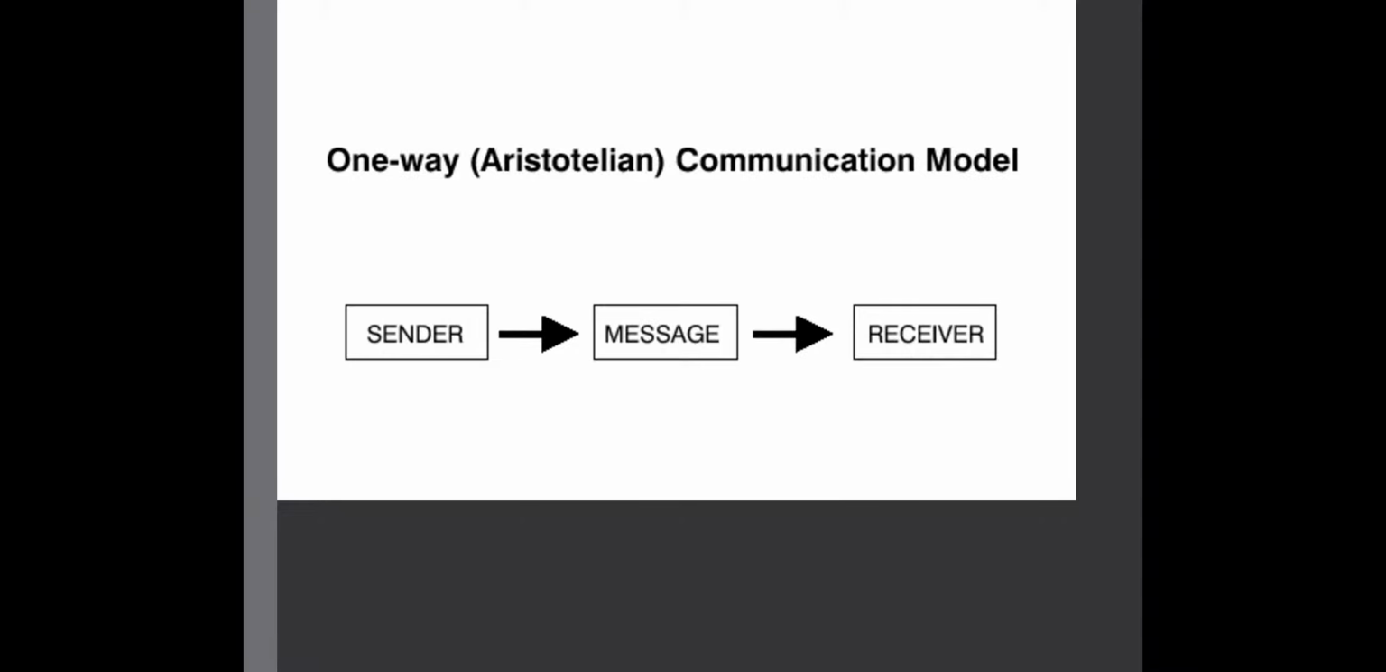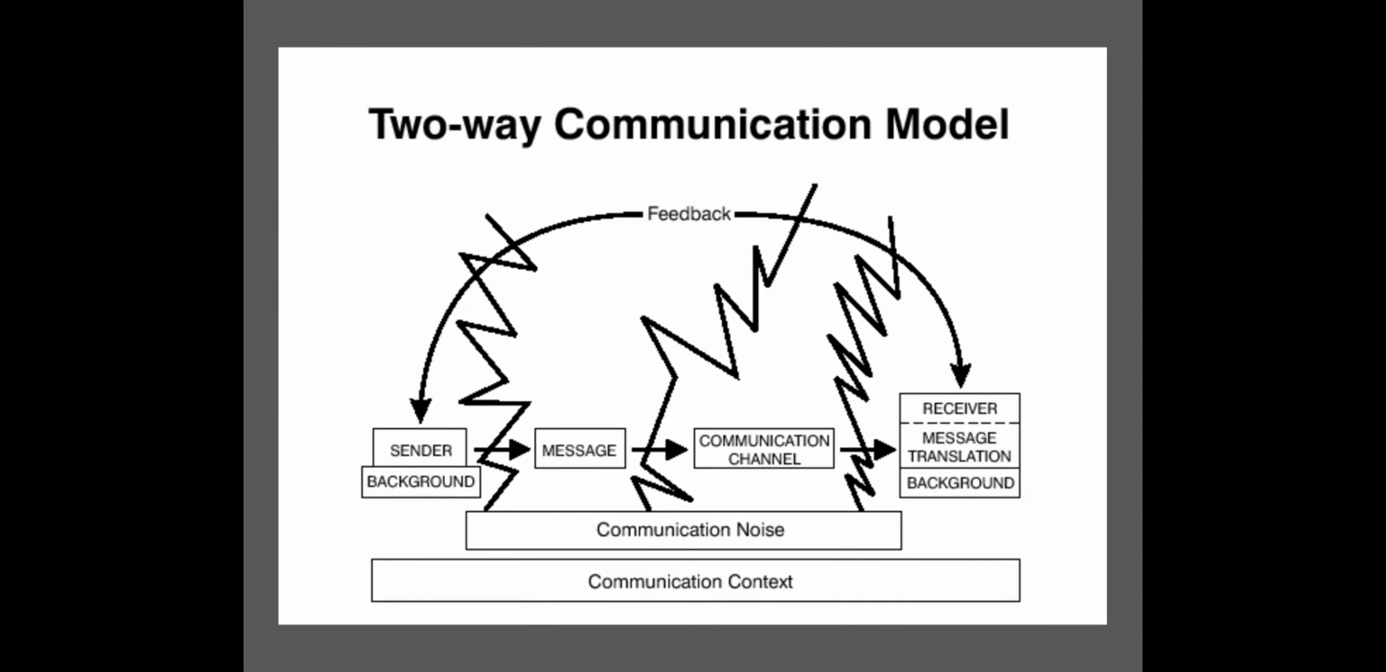One-way, Aristotelian communication: sender, message, receiver. We've talked about these ones. Two-way communication: sender, message, communication channel, receiver, message, translation, background, feedback. There's a lot of different stuff going on here.